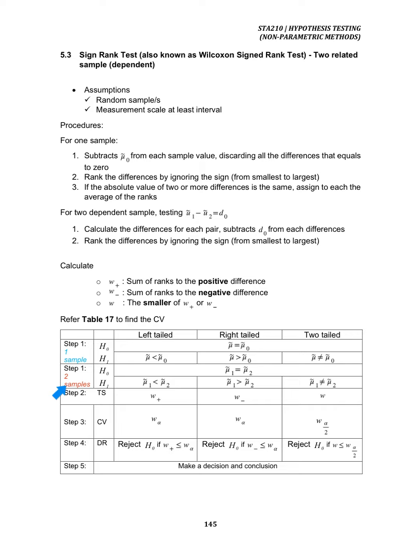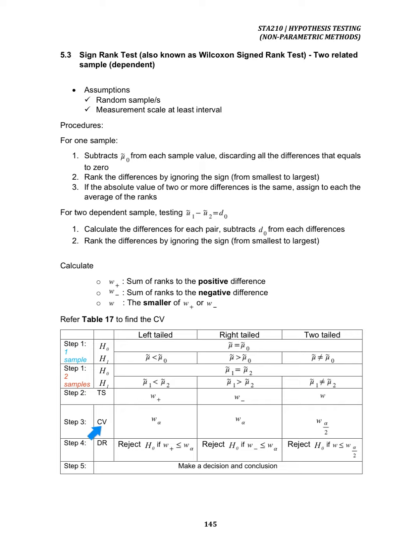Then if you have two samples, as usual, H0 is median of population 1 equals median of population 2. For the left tail, median population 1 less than median population 2. Right tail, median population 1 greater than median population 2. And for the two tail, median population 1 not equal to median population 2. The test statistic involved here for the left tail is W plus, for the right tail is W minus, and for the two tail is W.